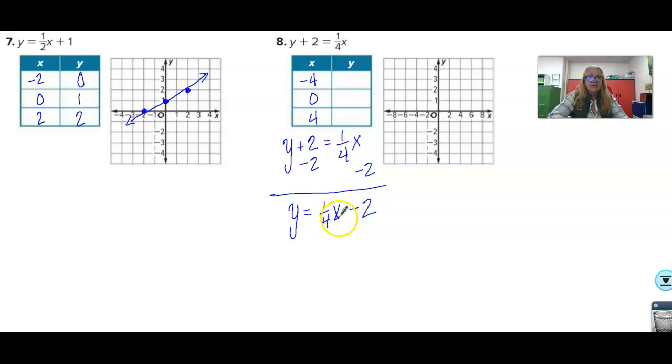1/4 of -4 is -1. -1 minus 2 is -3. 1/4 of 0 is 0, and 0 minus 2 is -2. 1/4 of 4 is 1, and 1 minus 2 is -1. So graphing this, we have -4, -3, and then we're going every 1. So -4, -3 would be here. They keep changing these graphs. We got to watch out for that. 0, -2 is there, and 4, -1 is right here.